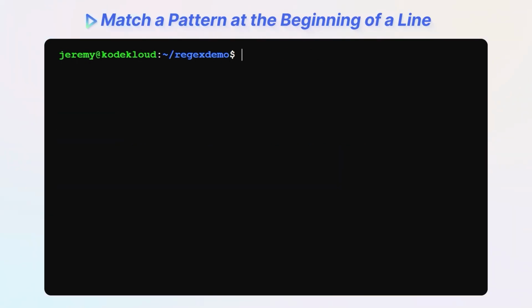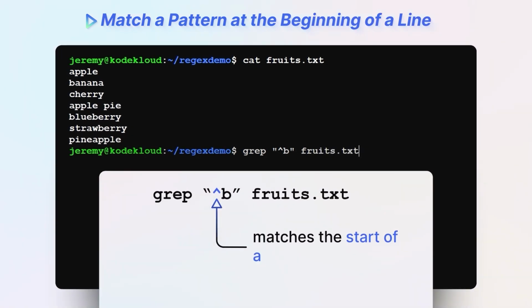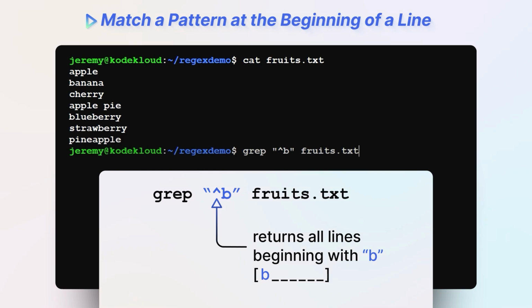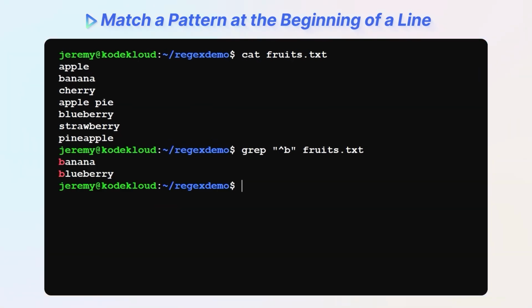Now here's how you match a pattern at the beginning of a line. We'll type in grep ^b fruits.txt. Now the caret metacharacter matches the start of a line. This command will return all lines that begin with the letter B. And as we can see, it works great.